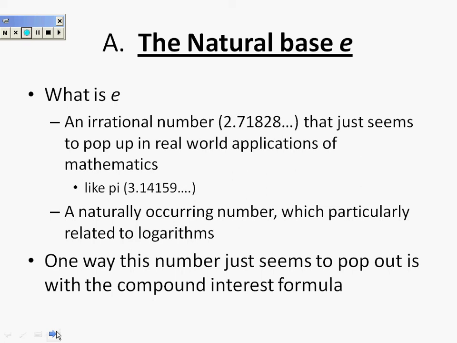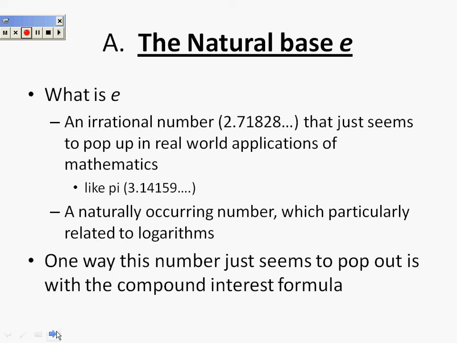First of all, we're talking about this thing called the natural base, and it's called e. What is e? It's an irrational number. That means it's a decimal number that goes on forever, with no pattern. You can't write it as a fraction. It just seems to pop up in the real-world application of mathematics all the time. It's one of those numbers that are just kind of written into our universe. It's just there, like pi. Pi is just another funny number. Nobody knows why it's in our math so often, but it's there.